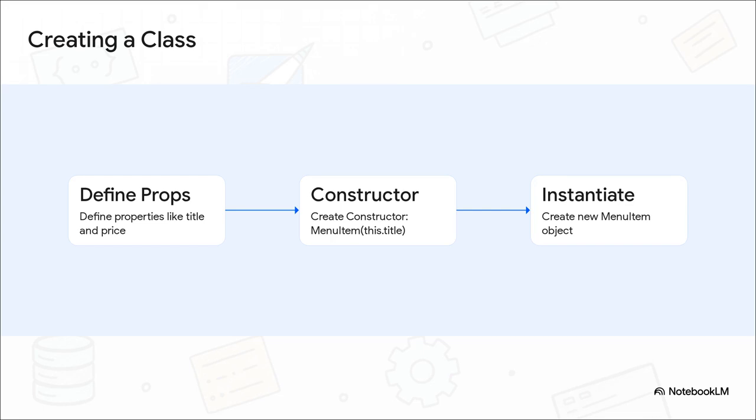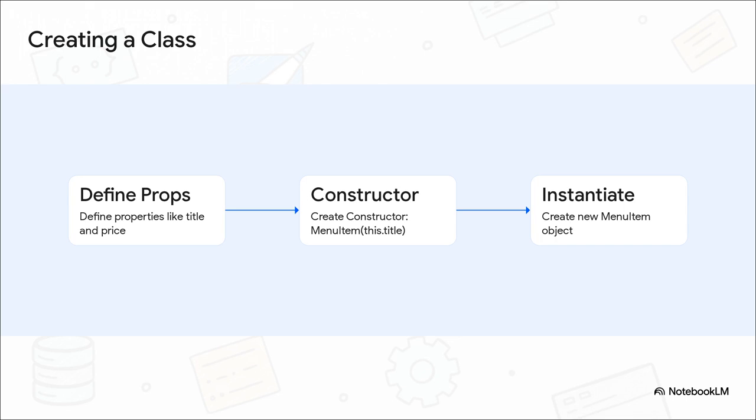Say we're building a food delivery app. First, we define a class called menu item, and we give it some properties, maybe a string for the title and a double for the price. Second, we create a constructor. This is a special function that has the exact same name as the class, and it runs the very moment an object is created. We use the syntax this.title to easily grab the incoming data.